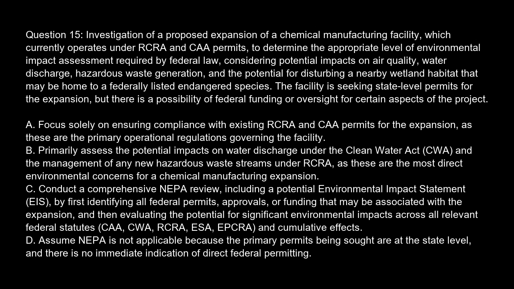Option C. Conduct a comprehensive NEPA review, including a potential environmental impact statement (EIS), by first identifying all federal permits, approvals, or funding that may be associated with the expansion, and then evaluating the potential for significant environmental impacts across all relevant federal statutes, CAA, CWA, RCRA, ESA, EPCRA, and cumulative effects.